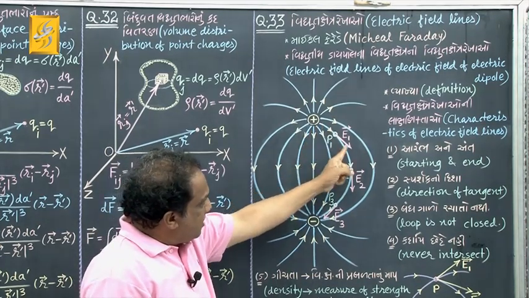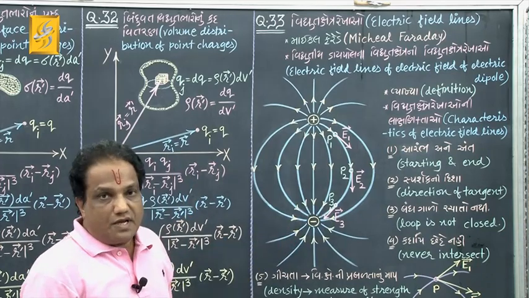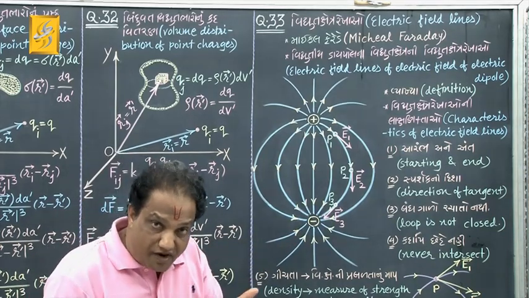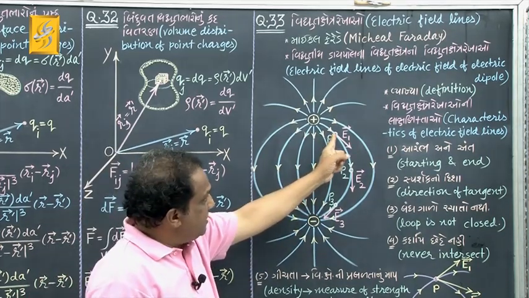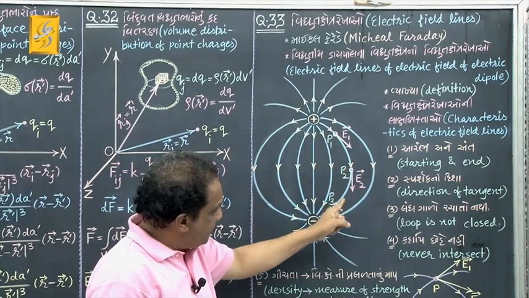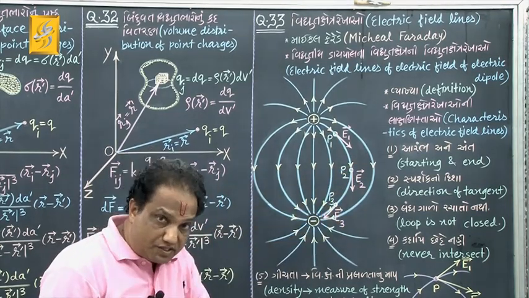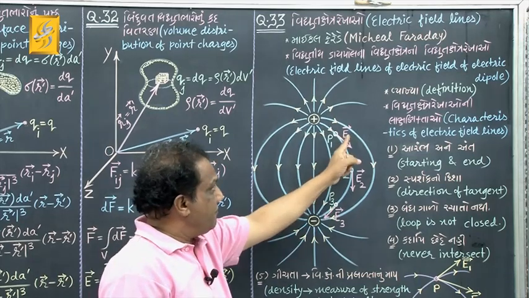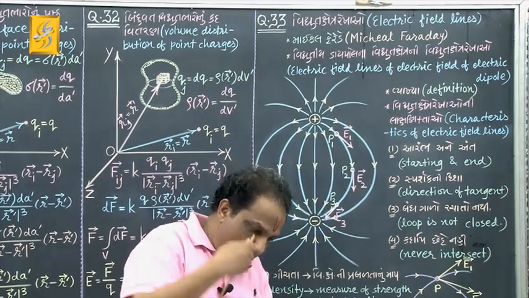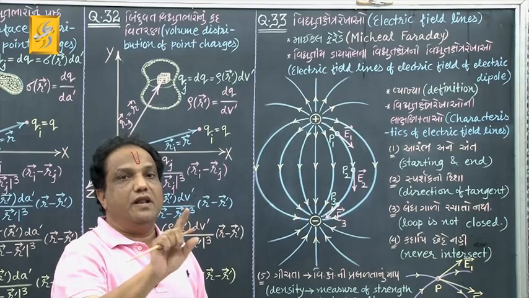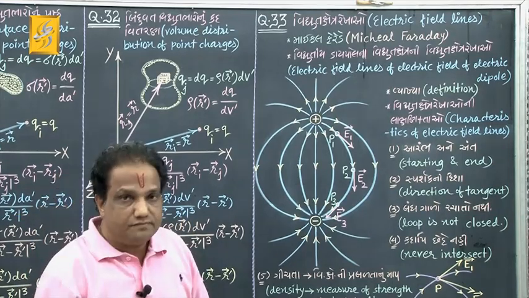A characteristic curve considered in the electric field, the tangent drawn at every point on which gives us direction of electric field at that very point is only known as electric field line.